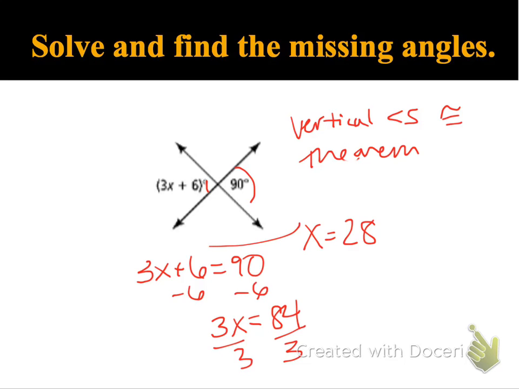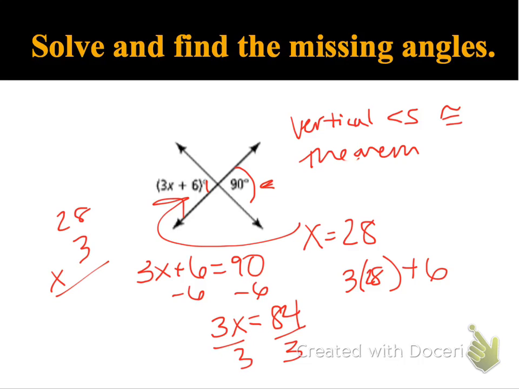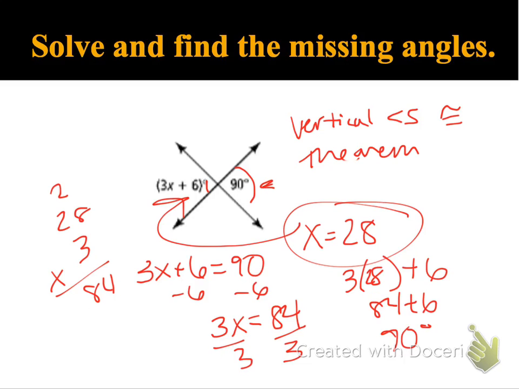Okay, so if I plug it in, since they are congruent, they should be the same. So if I do 3 times 28, sorry, we should get the exact same answer, so we should get 90 over here. So 8 times 3, 24, 6, 7, 84. And then 84 plus 6 should give me 90 degrees. So our x in that situation equaled 28, and my missing angle equaled 90 degrees.